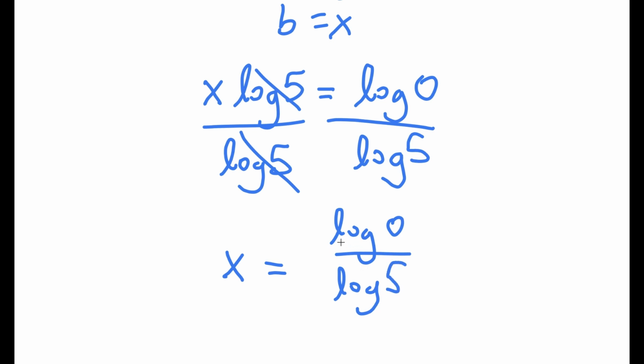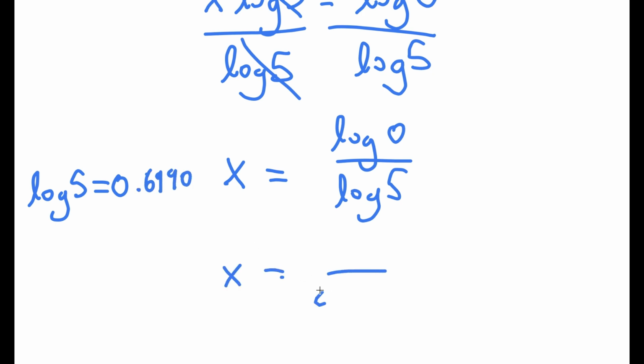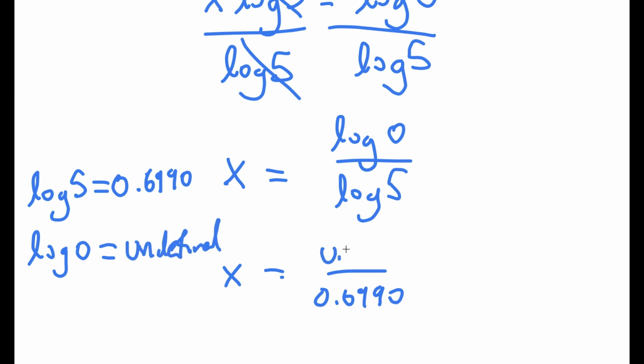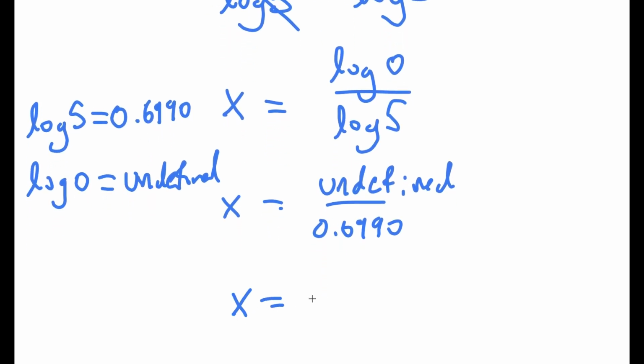Now we're actually going to plug in the values of log 0 and log 5. So log 5, this is equal to 0.6990. And log 0, well, what is log 0 equal to? Log 0 is actually undefined. So I have x is equal to undefined over 0.6990, meaning x is simply undefined.